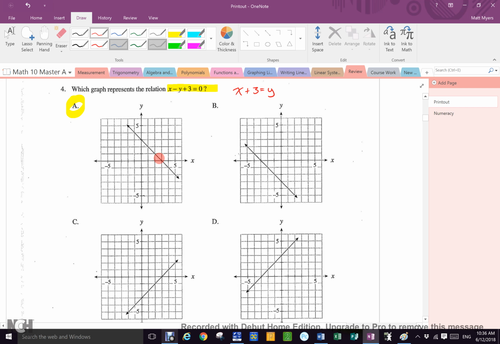Does this have a slope of positive 1? I went down and that way, negative, positive. So it can't be A. So can it be B? No, because B is also negative. It has to be one of these two. It is D. Why? Because the y-intercept was positive 3 and a positive slope. Everybody good?